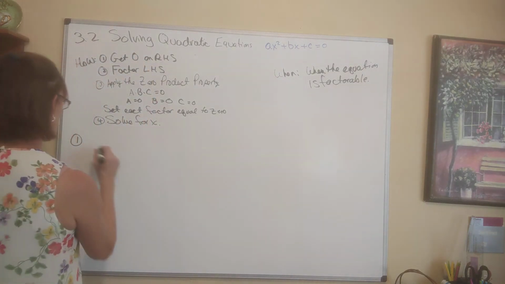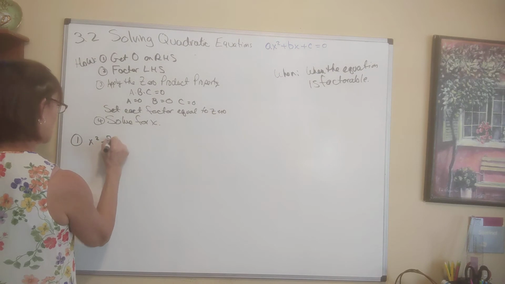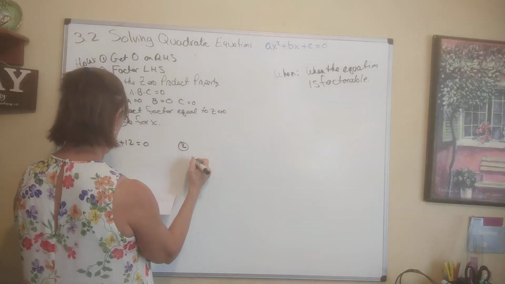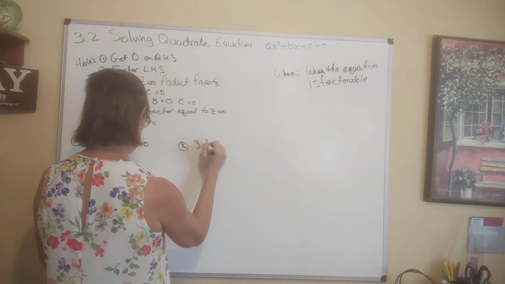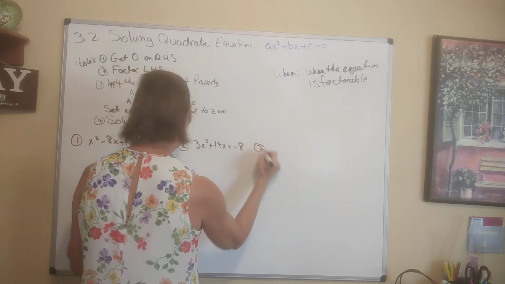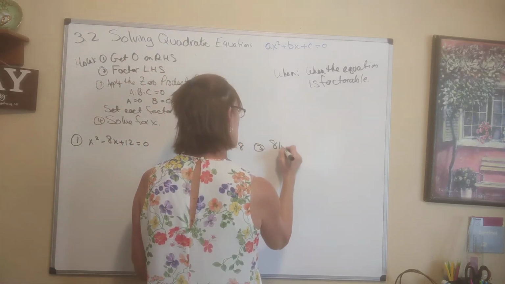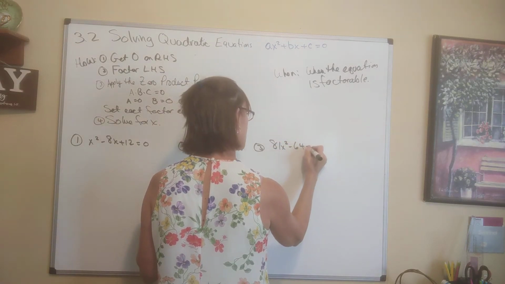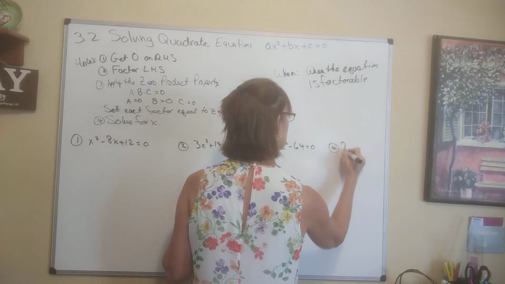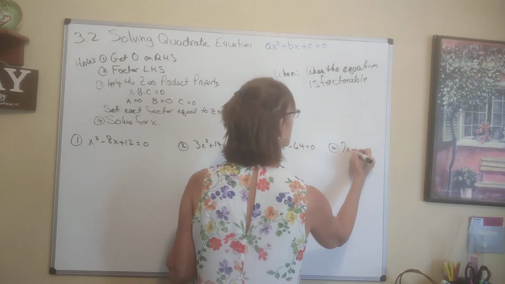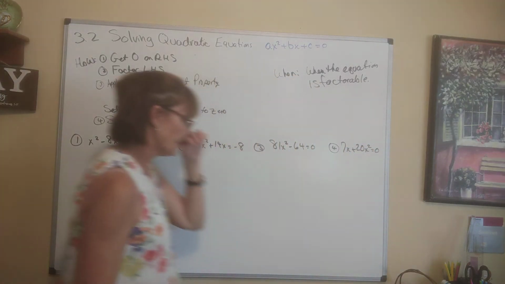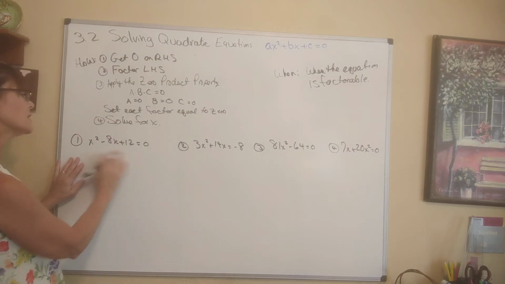Number 1, they gave us x squared minus 8x plus 12 is 0. Number 2, they gave us 3x squared plus 14x is negative 8. Number 3, they gave us 81x squared minus 64 is 0. Number 4, they gave us 7x plus 20x squared is 0. Okay, let's do this. This needs to be factored.